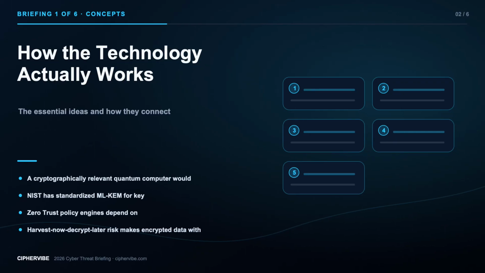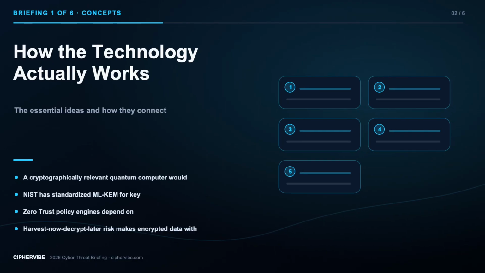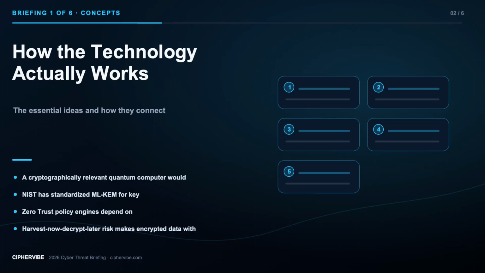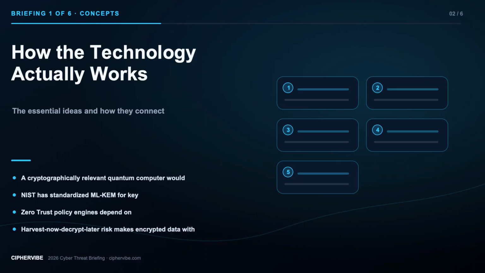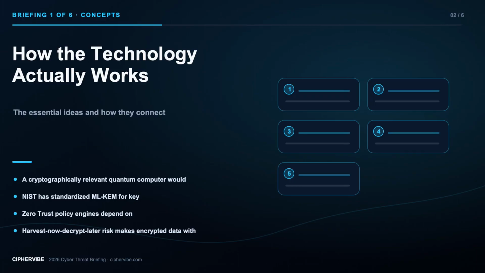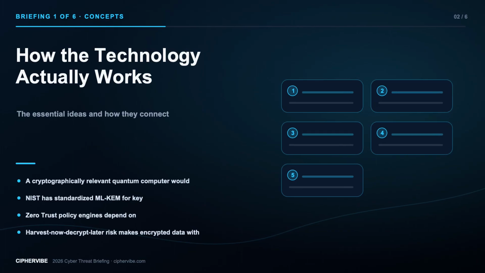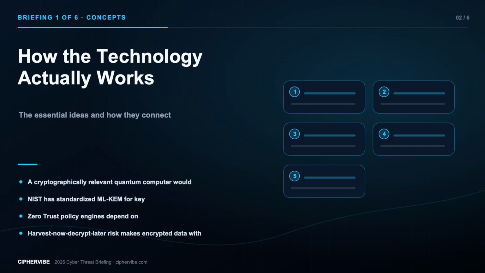Third, zero trust policy engines depend on device certificates, workload identities, signed tokens, software provenance, telemetry integrity, and protected control plane channels. Fourth, harvest now decrypt later risk makes encrypted data with a long secrecy lifetime a current migration priority even before a cryptographically relevant quantum computer exists.